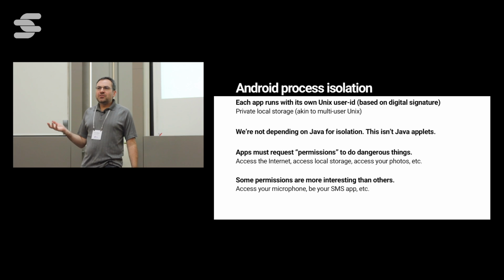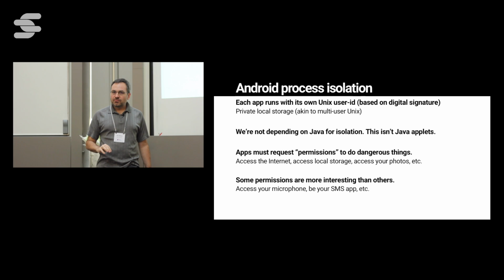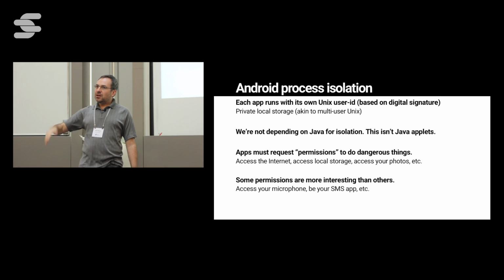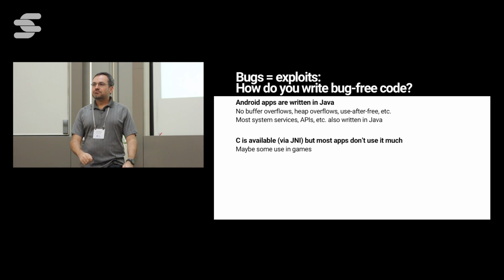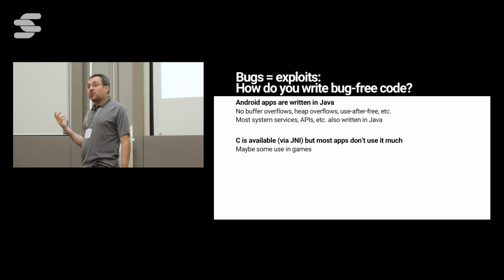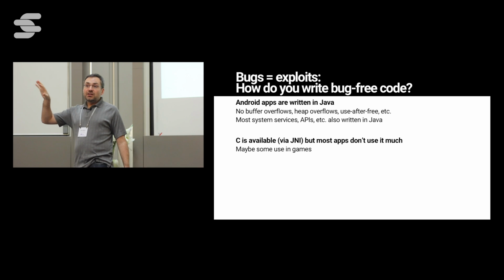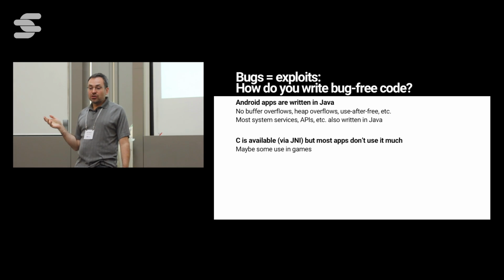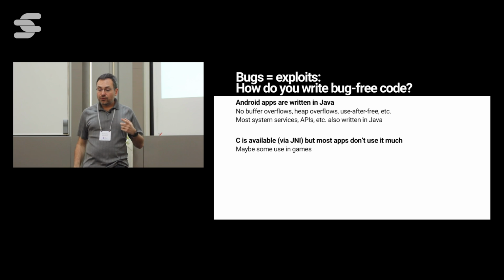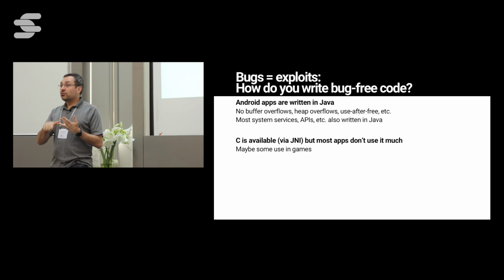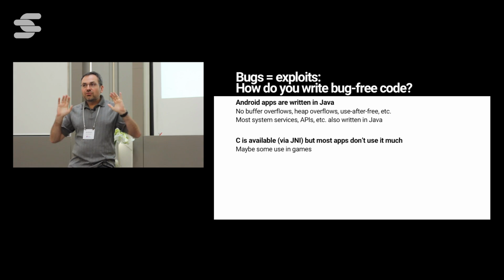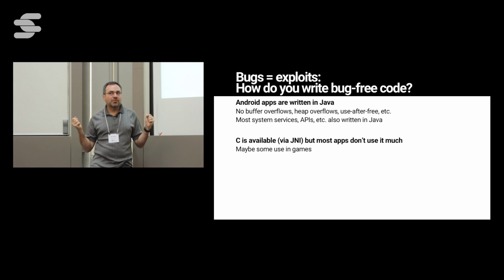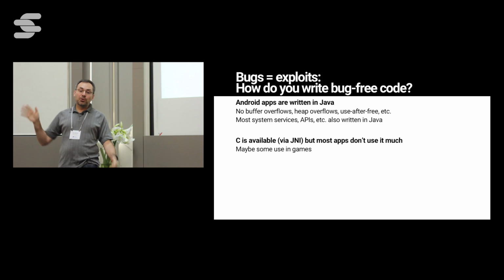So fundamentally, exploitable bugs are a subset of bugs. So anything we can do to eliminate bugs will help us eliminate exploitable bugs. So how do you write bug-free code? Well, because Android apps are built in Java, they have all of the relatively nice security properties of Java versus C. There's no buffer overflows. There's no heap overflows. There's no use after free. There's no double free. There's all of these bugs that are endemic to the C programming language. And no Android app will have those bugs.